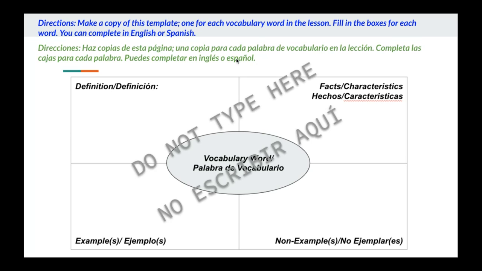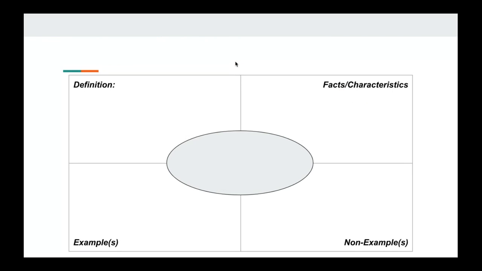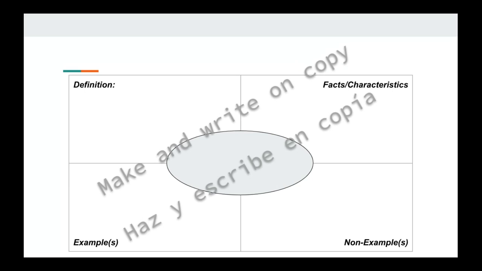Do not type here. No escribir aquí. This one you can make a copy of. Make and write on copy. Haz y escribe en copia. Today you will need 4 copies. Hoy necesitas 4 copias.